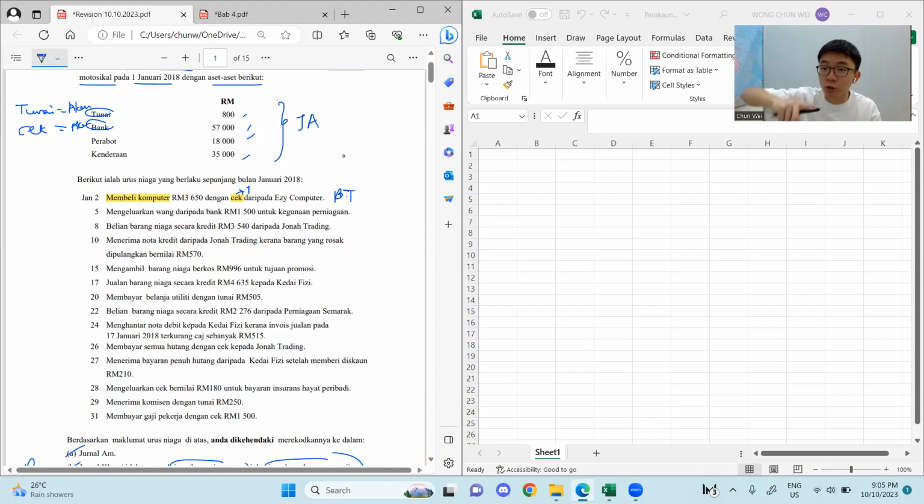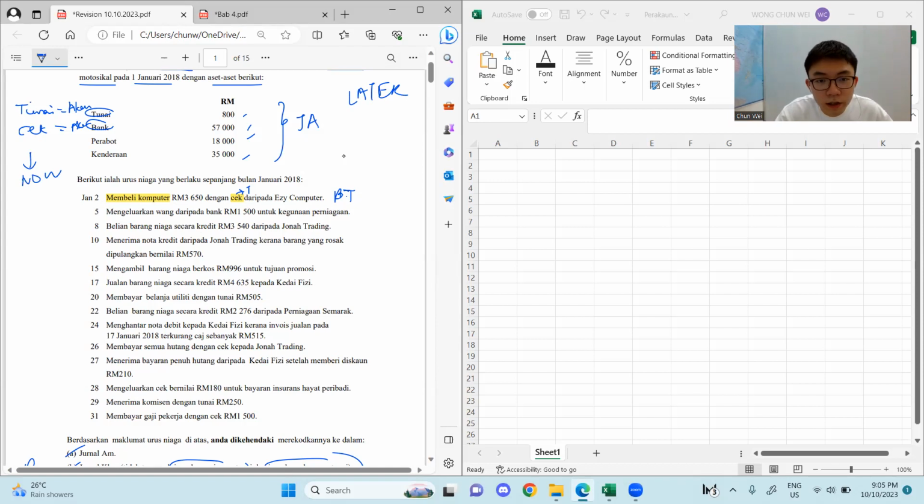For credit, it's secara hutang. Maksudnya, let's say you beli barang niaga, you beli kasut secara credit. You buy shoes on credit, meaning you take the shoes now, but you pay later. That's why it's a hutang. But if secara tunai atau check, you get the shoes now, you pay now. So the words are now and later. Now is tunai or check, later is secara credit.